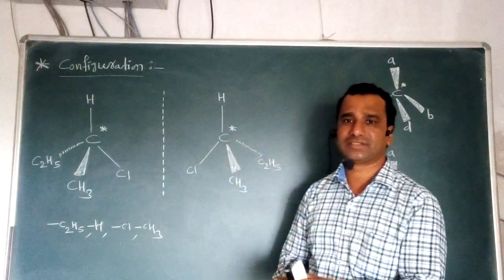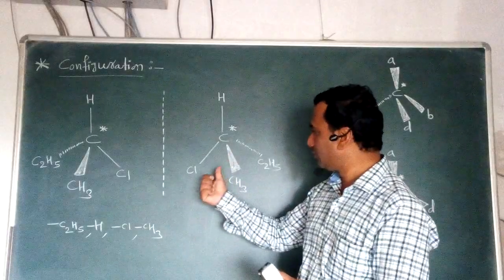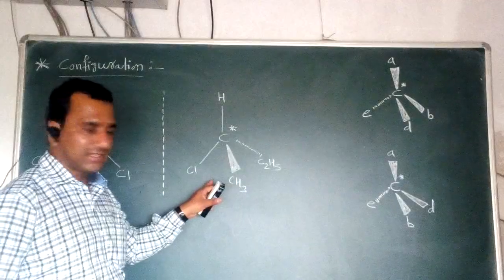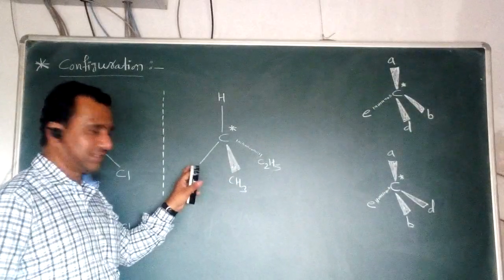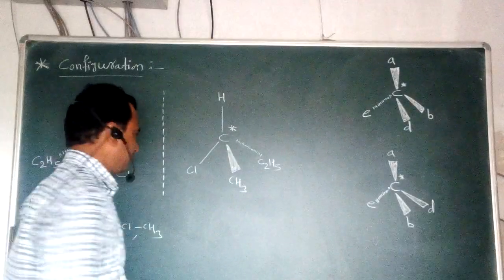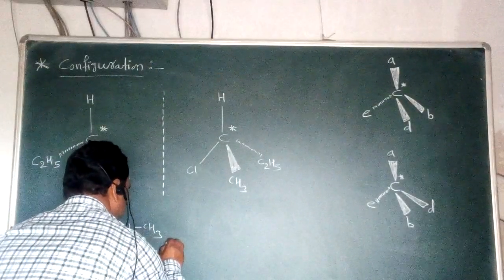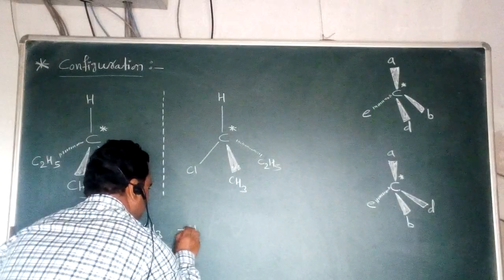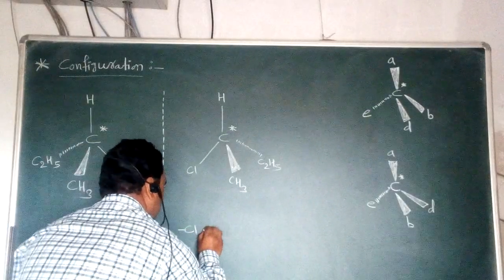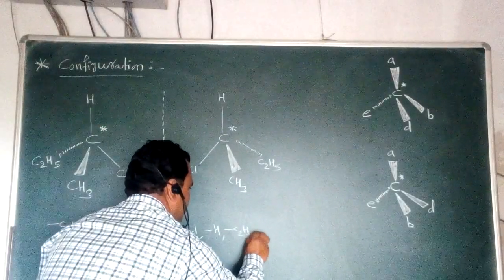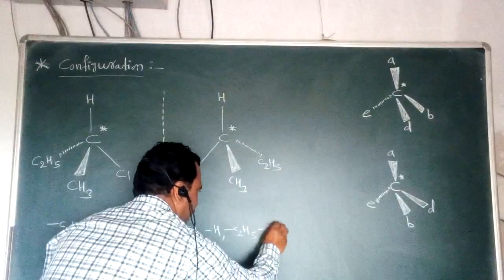If we follow the same clockwise sequence in this second isomer, then what happens? Going clockwise, the first atom is chlorine, next is hydrogen, third is the ethyl, and fourth is the methyl. So let me write the simple sequence here. This is chlorine, next is hydrogen, next is the C2H5 group, and next is the methyl group.